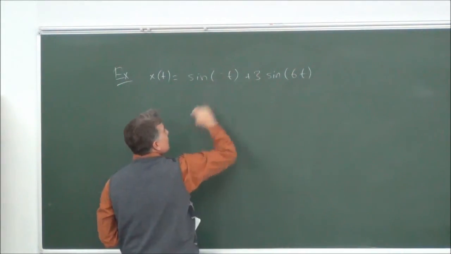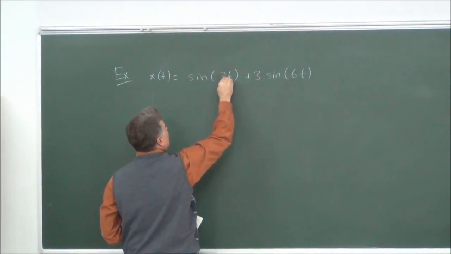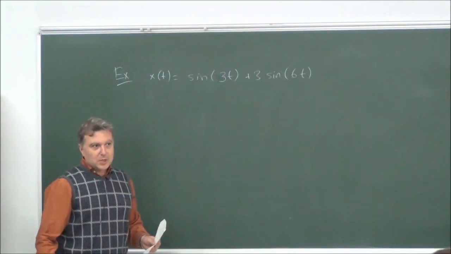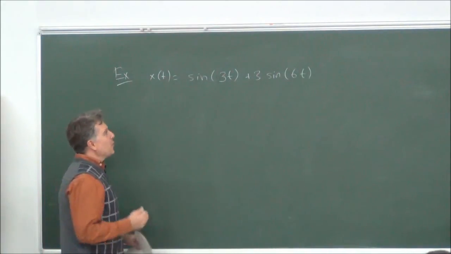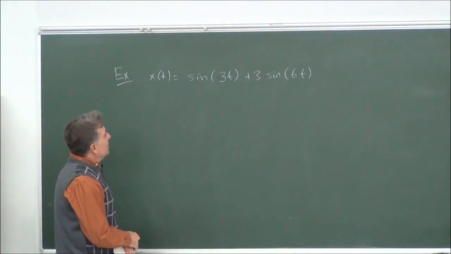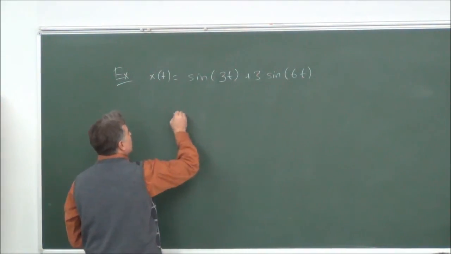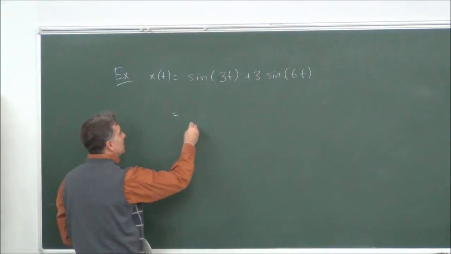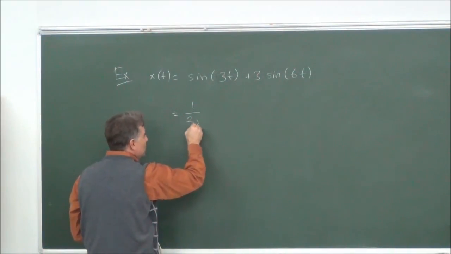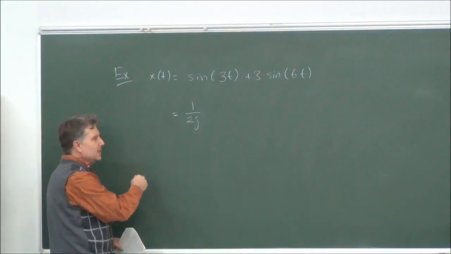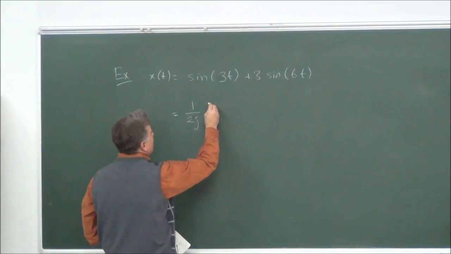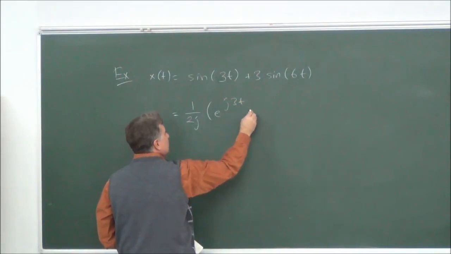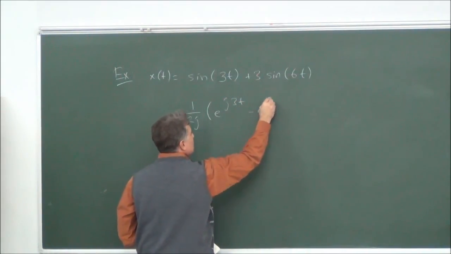Okay, I'll do it in another way. Sine 3t plus 3 sine 6t. This question. Let's find the Fourier series coefficients now. That is equal to, the Euler's expansion for this one is a little bit more complicated. It is 1 over 2j, right? This is the complex j. E to the j3t minus e to the minus j3t.